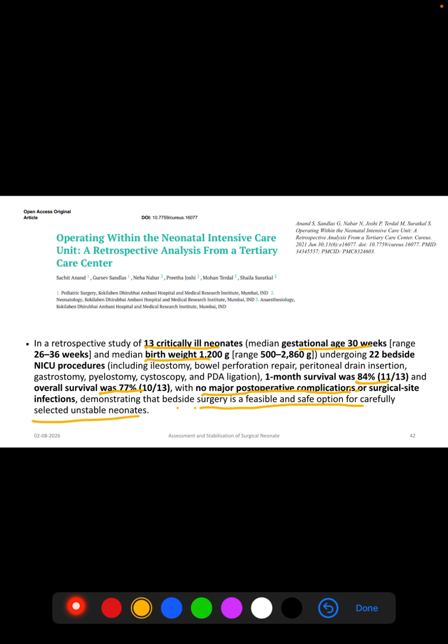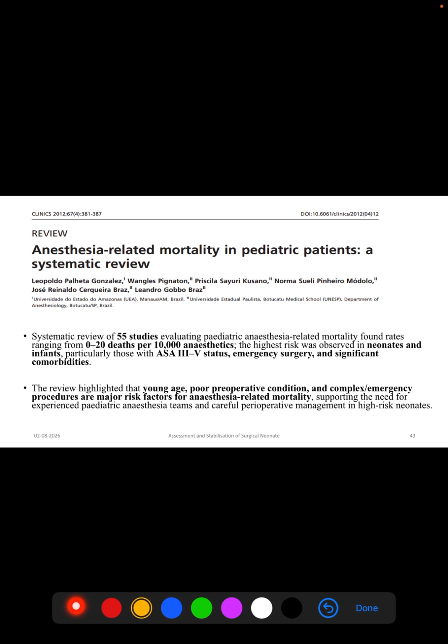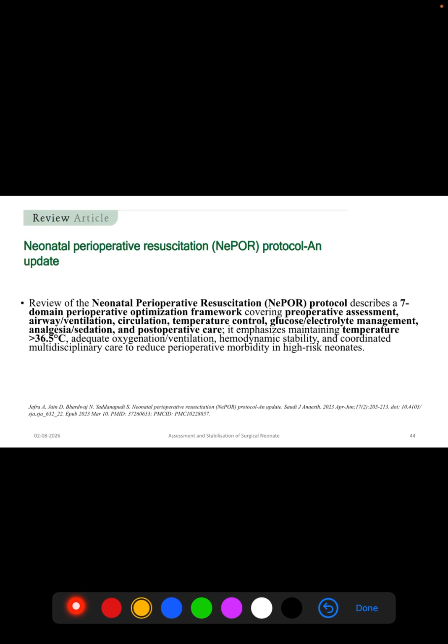It demonstrated that bedside surgery is a feasible and safe option for carefully selected unstable neonates. Then there are a few problems with anesthesia related mortality in pediatric patients. It was found that the mortality is more where there is a high ASA status, when emergency surgery is scheduled, and when there are significant comorbidities. The review highlighted that young age, poor preoperative condition, and complex and emergency procedures are the major risk factors for anesthesia related mortality. Haan, toh woh humne yahan par dekha.